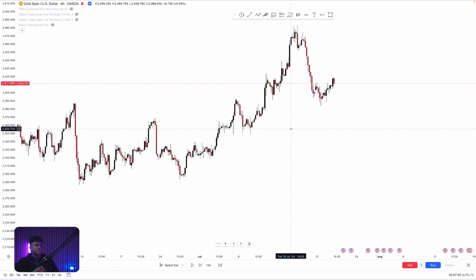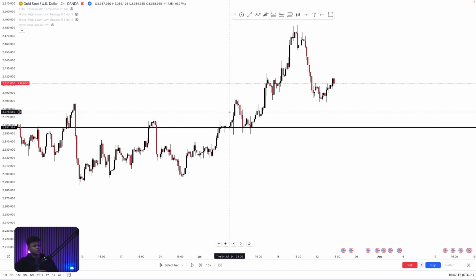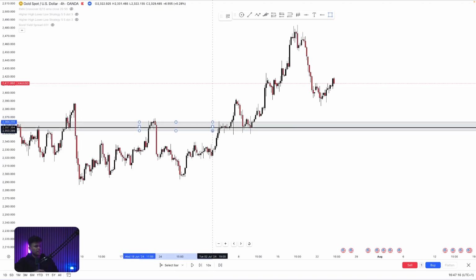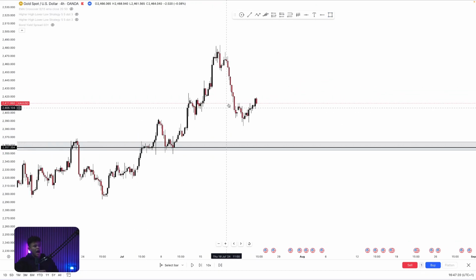What I can see right in front of my eyes is a beautiful support zone opportunity around this area right here. Okay, because let me show you guys, this right here would have been a perfect support level. I want price to retrace to this area and give us possible buy opportunities for this setup to work.